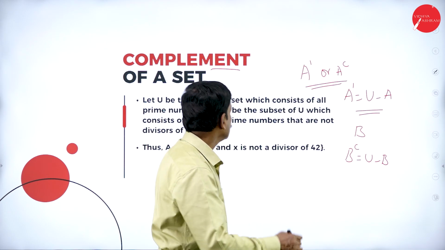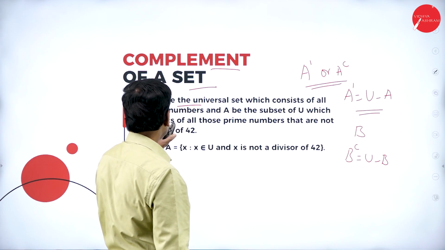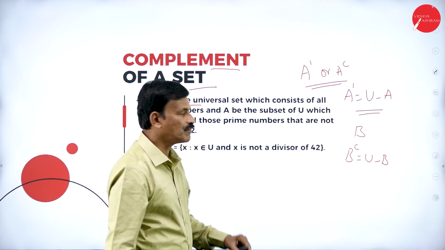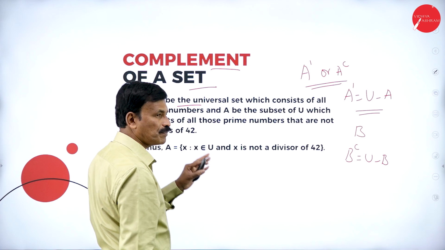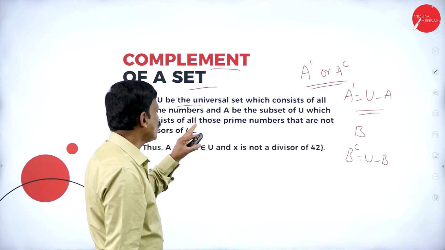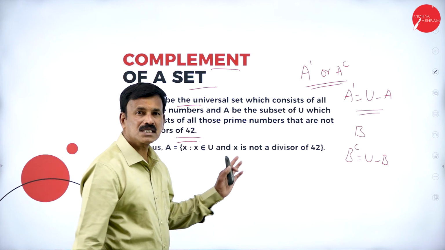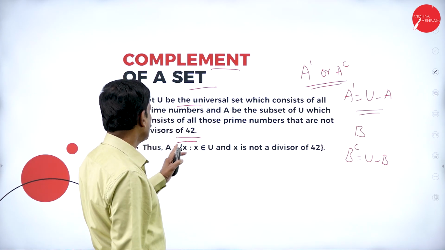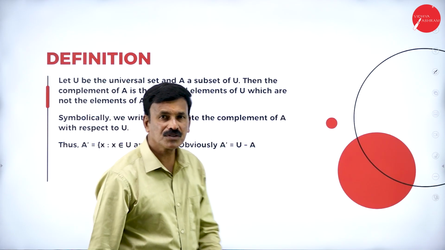Let U be the universal set which consists of all prime numbers and A be the subset of U, which consists of all those prime numbers that are not divisors of 42. So this is also an example for a complement. Thus A is equal to x such that x belongs to U and x is not a divisor of 42. Now let us move on to the definition.